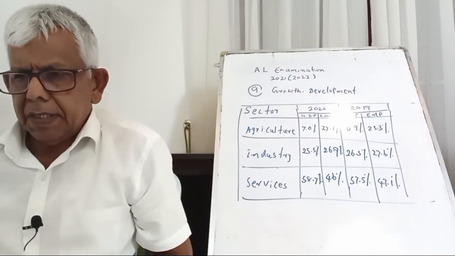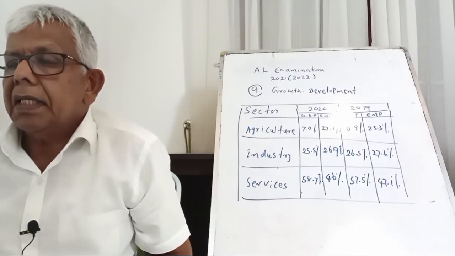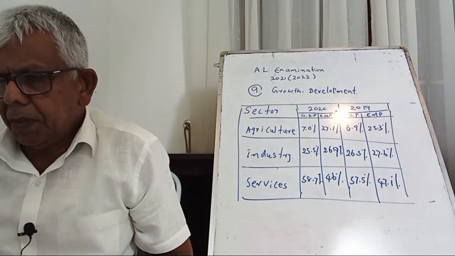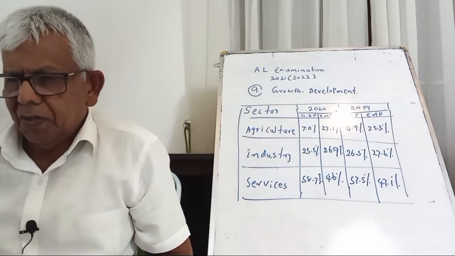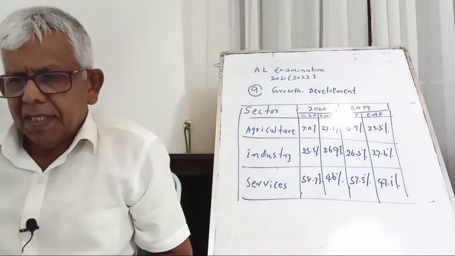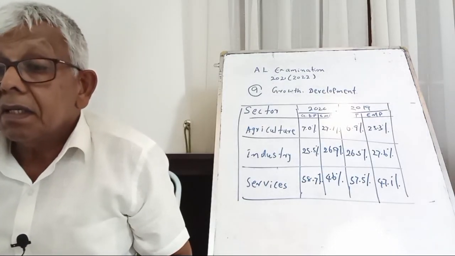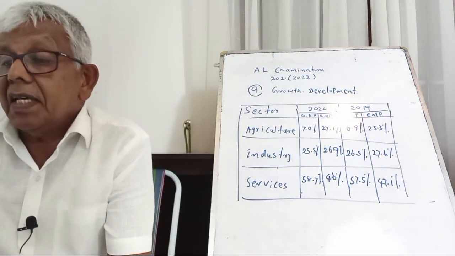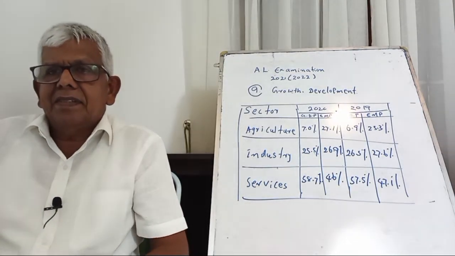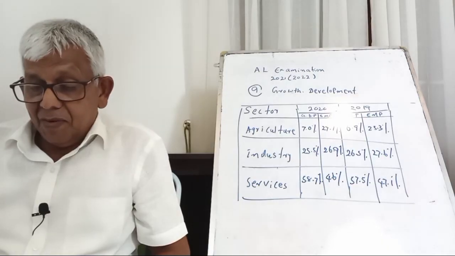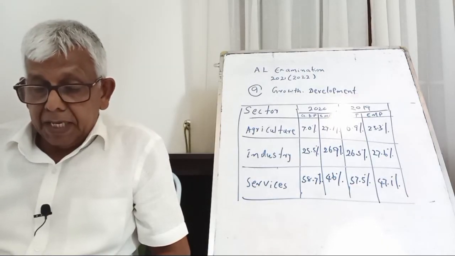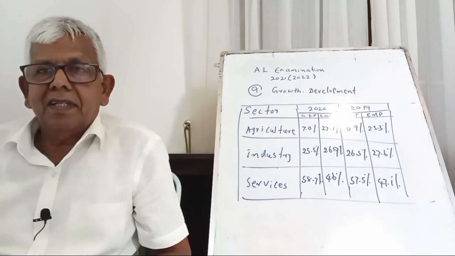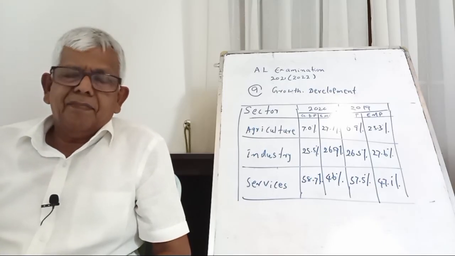Today we will discuss the AL examination 2022, question 9. First one. What is economic growth? How does it differ from rate of economic growth? 4 marks.